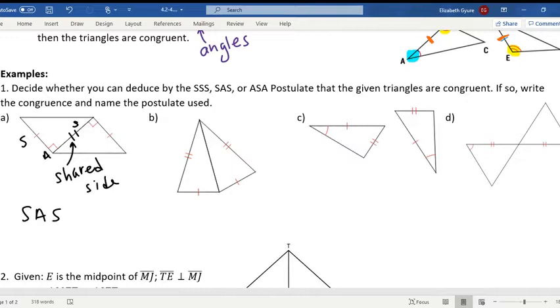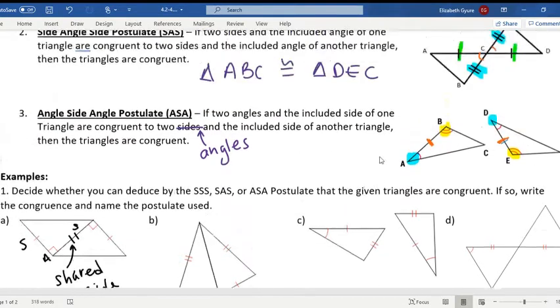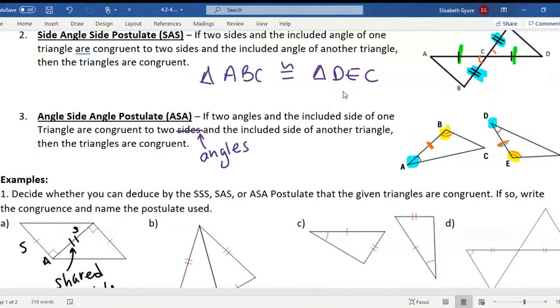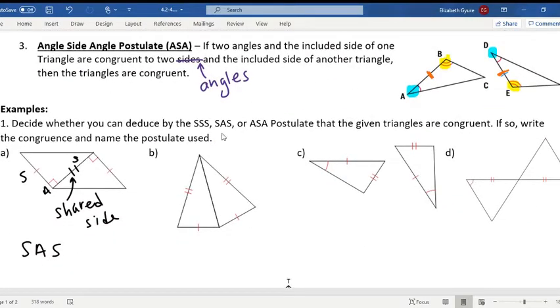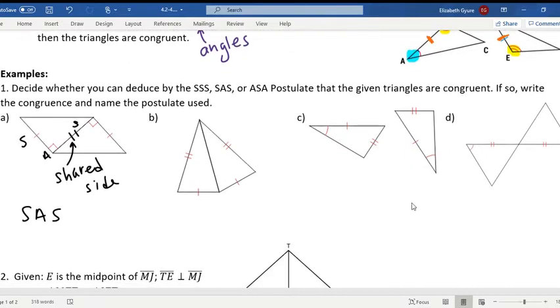Oh, I guess I lied. We don't have to write the congruency statement because I didn't include pictures that had labels. So we won't worry about that part, but we did it up here. Are we feeling better about how to do that now? Okay. I want you guys to try out B, C, and D. You don't have to worry about writing the congruence because the pictures don't have the labels that you would need for them. So just try B, C, and D.